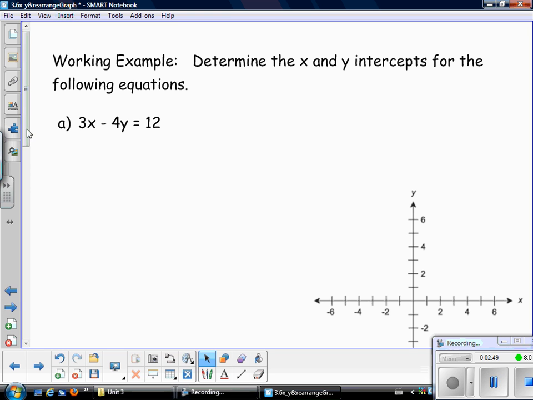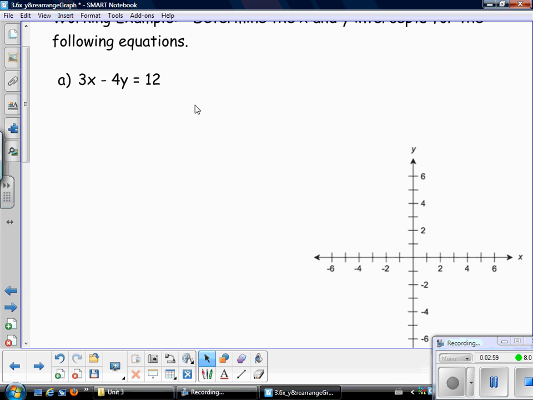Okay, so the first one says, determine the x and y intercepts for the following equations. And then obviously we're going to graph because I have a graph there. Now you can see that this equation is not in the form that we like. So in other words, it doesn't say y equals mx plus b. Now a lot of you are getting very good at rearranging equations, which is super. However, let's actually do it with the intercepts.